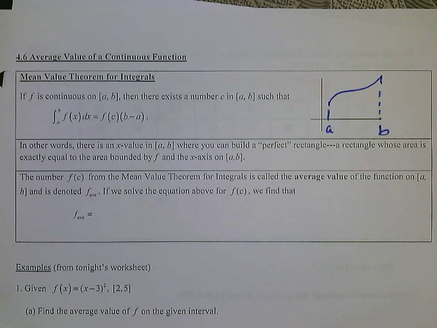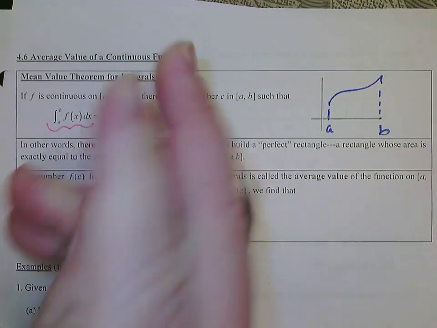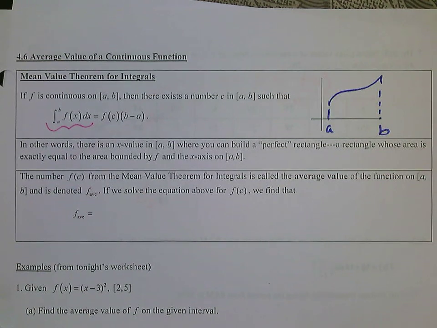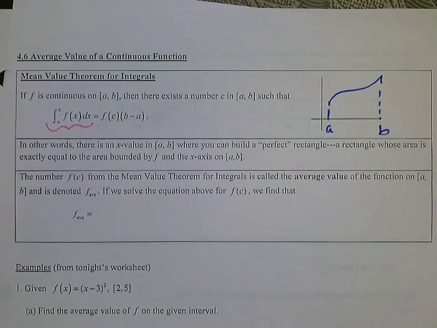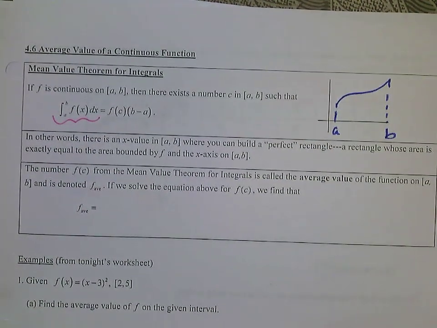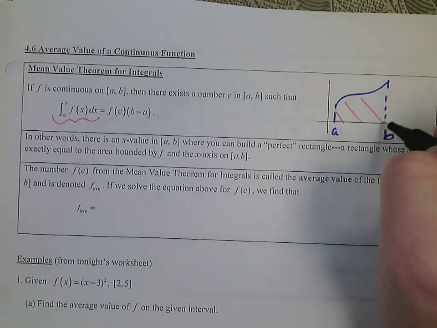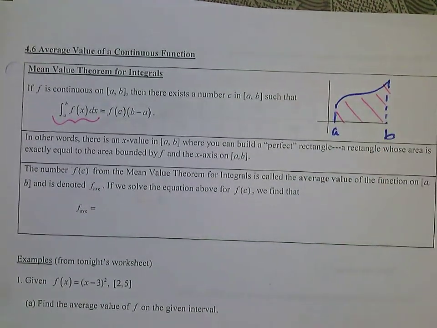Okay, well, let's see if we can break this down and try to understand what this is saying. This definite integral from A to B of f of x with respect to x is equal to what in this graph? The area under that curve from A to B is equal to f of C times B minus A.